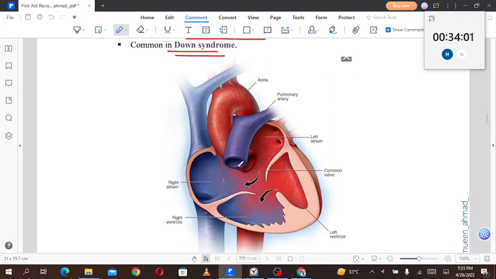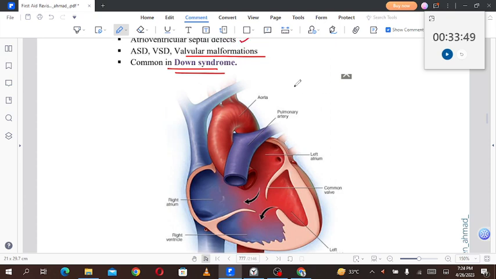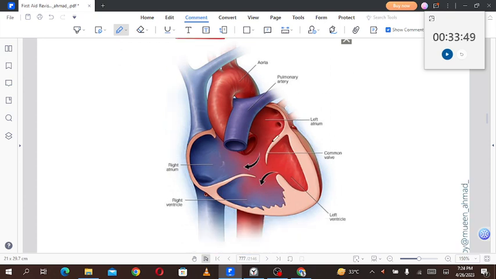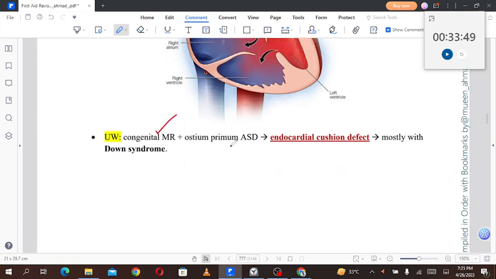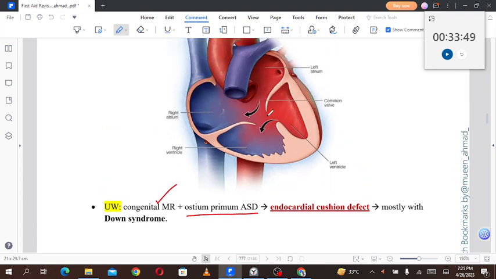Okay, so in Down syndrome, we have this kind of heart. This is not TAPVR, total anomalous pulmonary venous return, which I was talking about. This one is, like, here you can see that there is a common atrioventricular canal and congenital mitral regurgitation plus ostium primum ASD, that leads to endocardial cushion defect, and mostly occurs with Down syndrome.